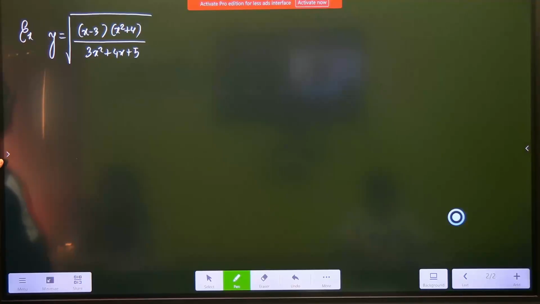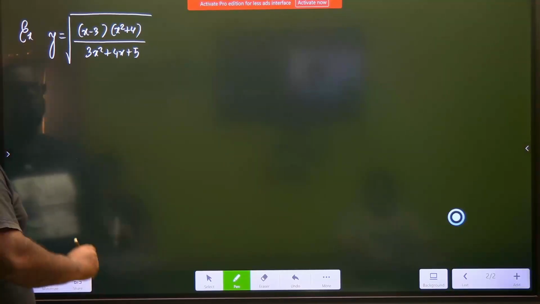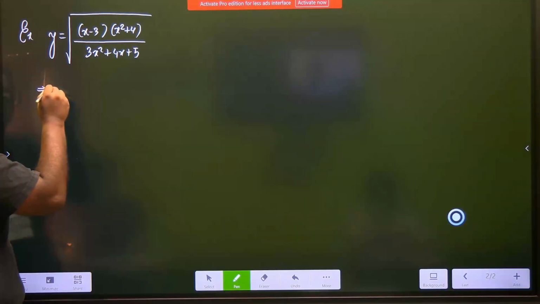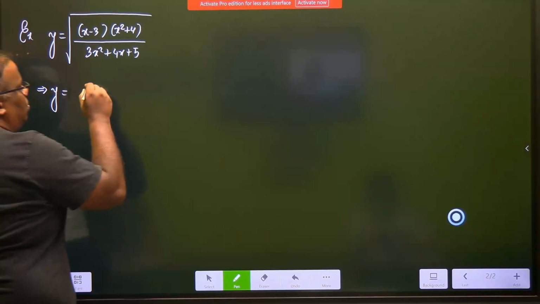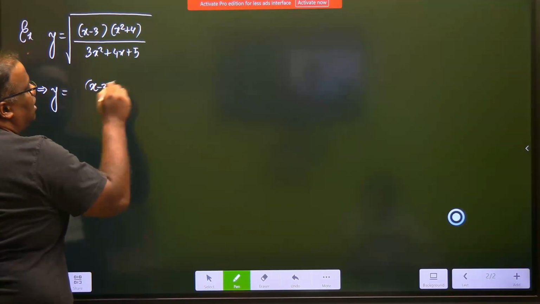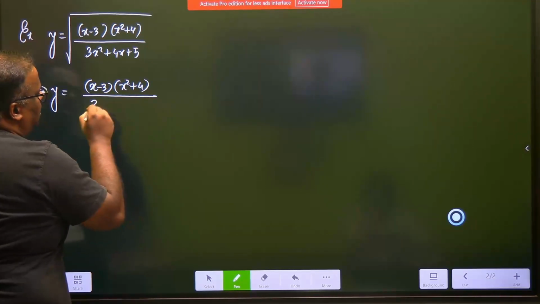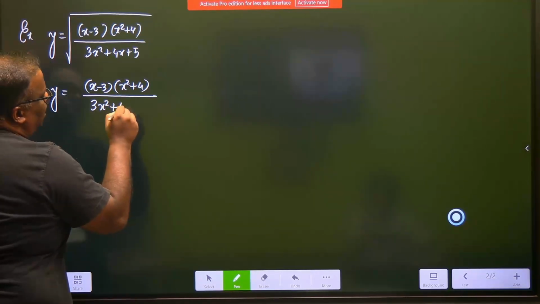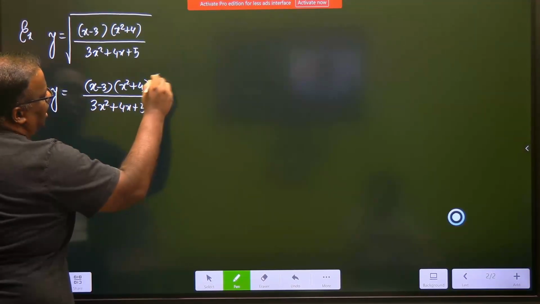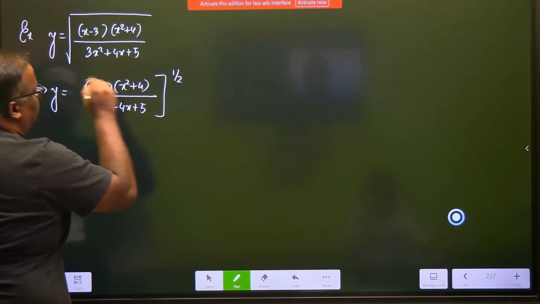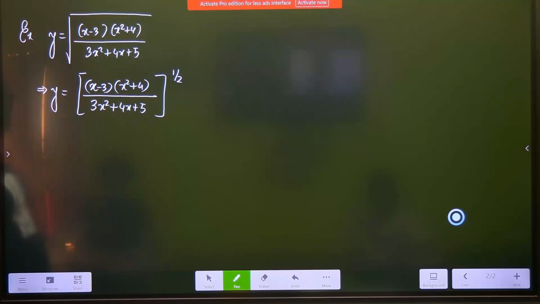Here we take logarithm. Now, how do we take logarithm? It's like this. We can write y is equal to x minus 3 multiplied by x squared plus 4, divided by 3x squared plus 4x plus 5, and the whole thing to the power half. Do you agree with me or not? Right?